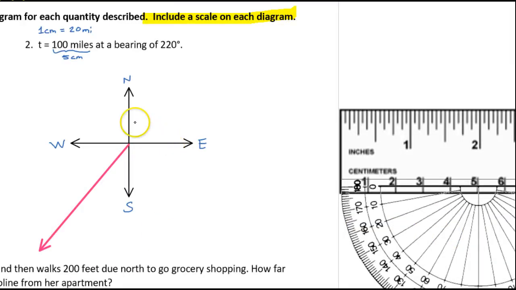So to complete the diagram, I'm going to show that a bearing of 220 degrees was measured clockwise from north. Okay, bearing. So we have bearing 220 degrees diagrammed.